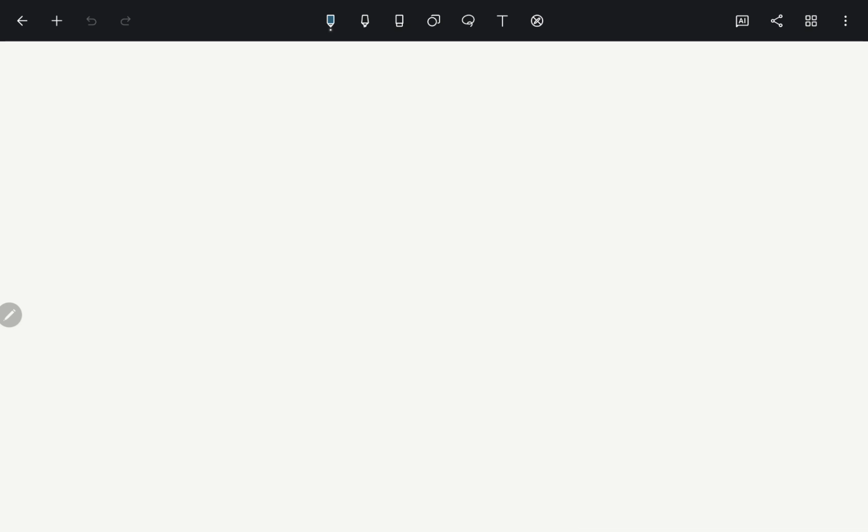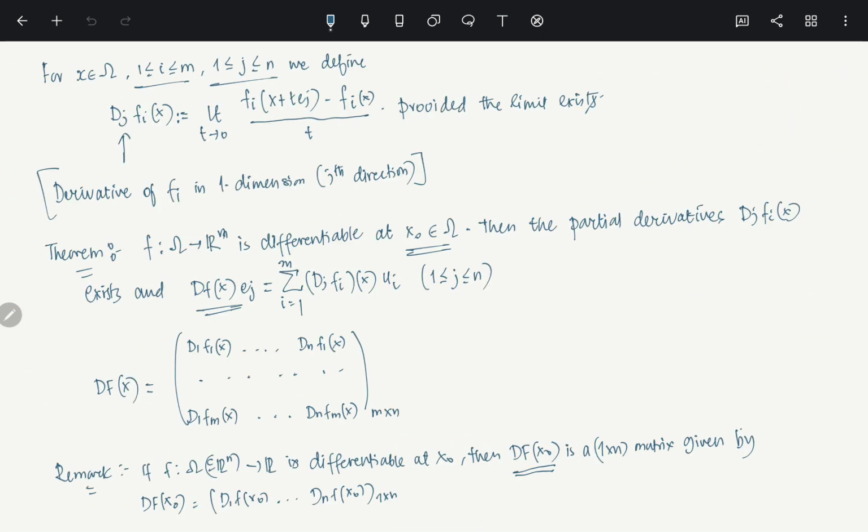Okay, so let's look at the proof of this. This is very, very important. The proof is considerably simple actually. First of all, you fix a j, and since f is differentiable at x0, one has, or you can write it like this, f of x0 plus t ej. See, f is differentiable here. What is our definition of differentiability?